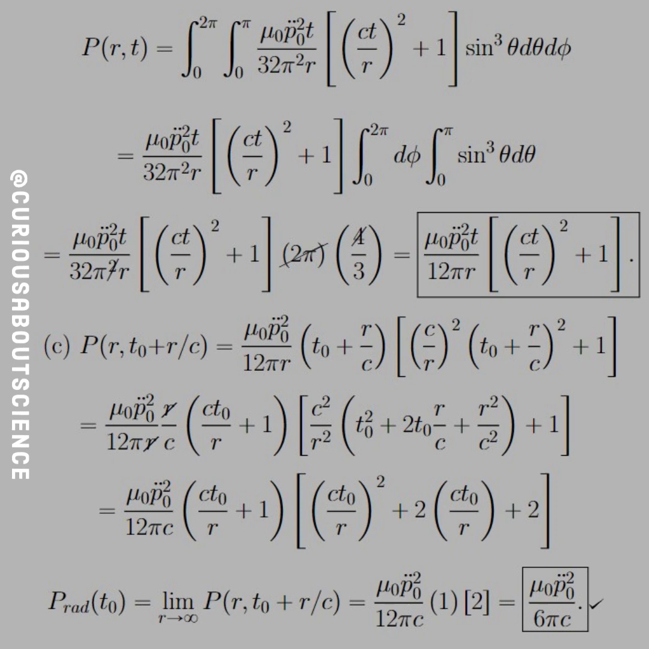So if we do that, you let your calculus run through. You see we get a 1 in that first parentheses, and in the bracket, we're dividing by infinity. We have plus 2 divided by infinity, so all that survives that limit is that final plus 2. And hence, we have exactly what we expected with mu naught p naught double dot squared over 6 pi c. So, cool, a little bit messy, but nothing terribly difficult.